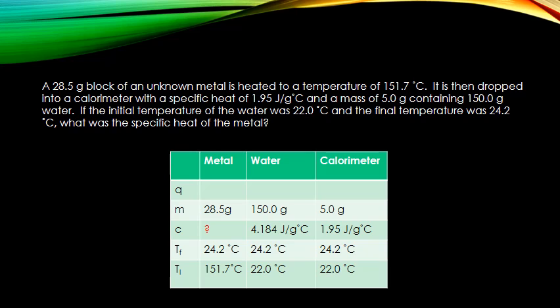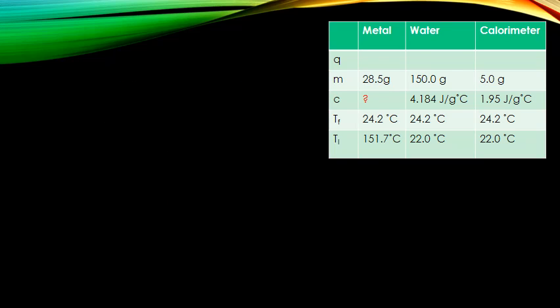And it doesn't matter which I start with. My calorimeter: the Q of the calorimeter is equal to M times C times delta T. So I'm just going to plug in my numbers here. My mass was 5, my C was 1.95 joules per gram degree Celsius, and my delta T, remember, is T final minus T initial. So I need to ask myself, does this make sense? Should I have a positive delta T? Well, yes, I should, because my calorimeter is going to be gaining heat energy from the metal. I also want to see a positive Q because, once again, we're gaining energy.